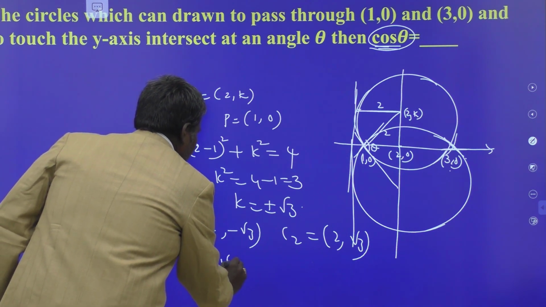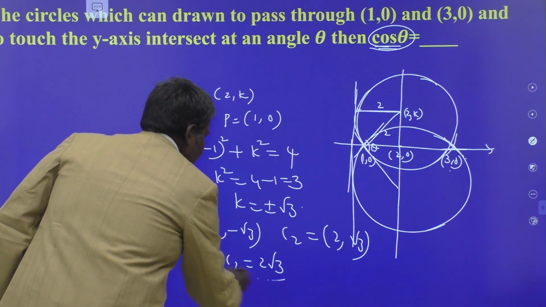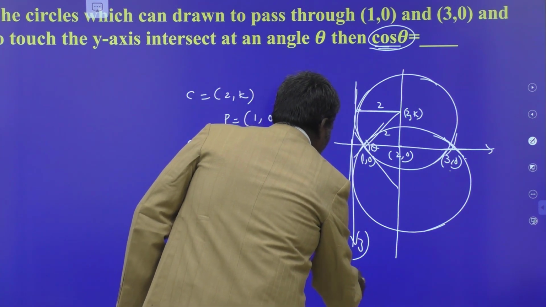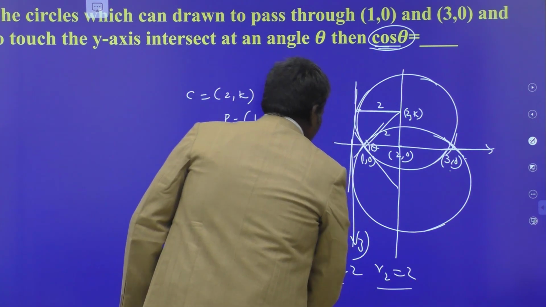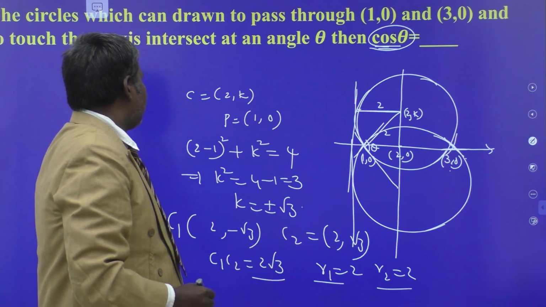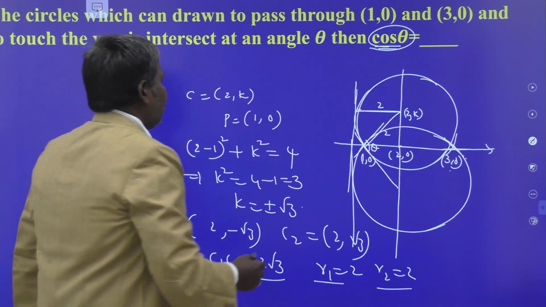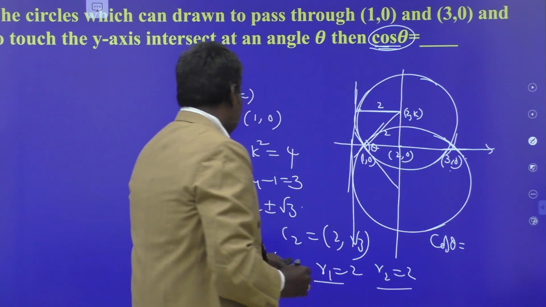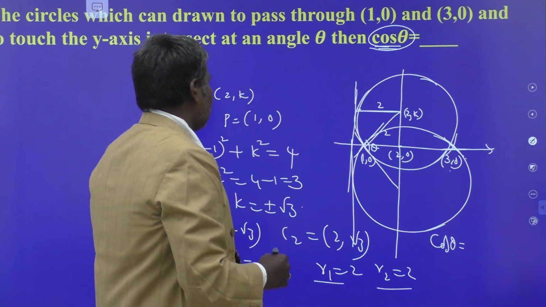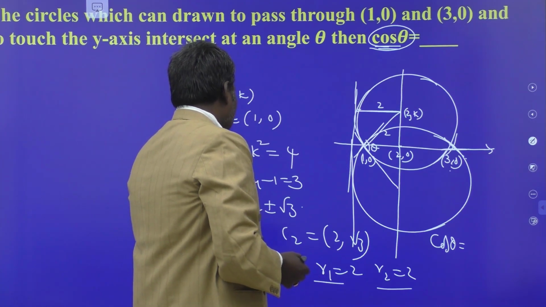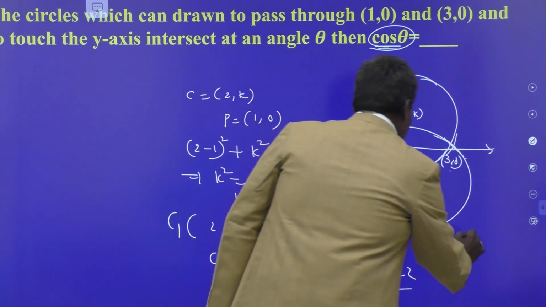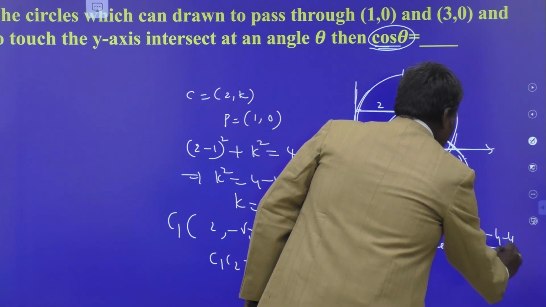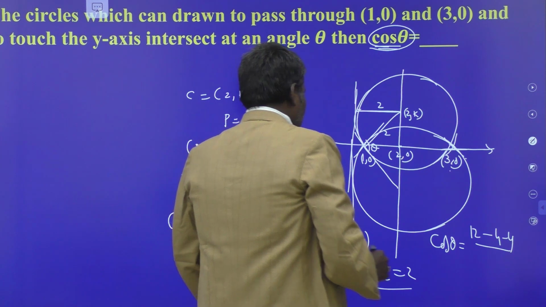Distance between the two centers is what now? 2 root 3 units. So every radius is 2 units. R1 is 2, R2 is also 2. We have R1, R2 and the distance between the two centers. So can you write the cos theta or not? What is the cos theta formula? Cos theta is equal to C1C2 square minus R1 square minus R2 square by 2 R1 R2. 2 2s are 4, 4 3s are 12. 12 minus 4 by what? 2 R1 R2.